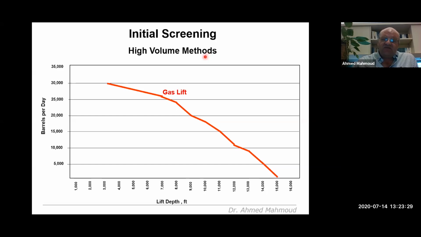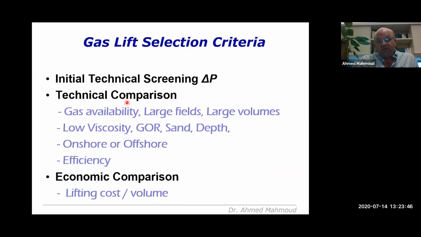Because there's quite a lot of capex and investments that need to be done. But gas lift, if you are in wells up to 15,000 feet and you can produce up to 30,000 barrels of oil per day, gas lift is an option.